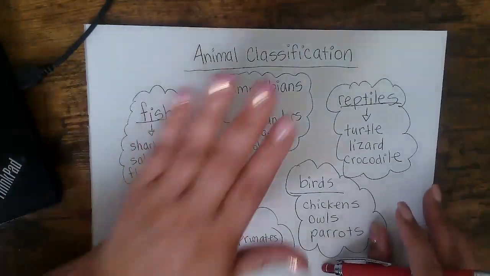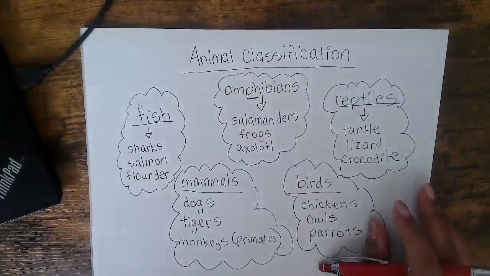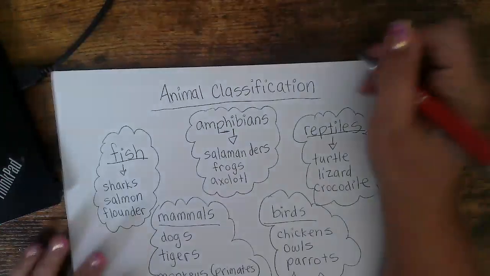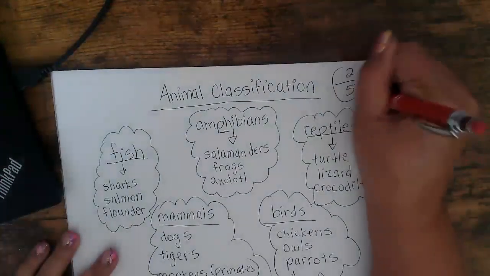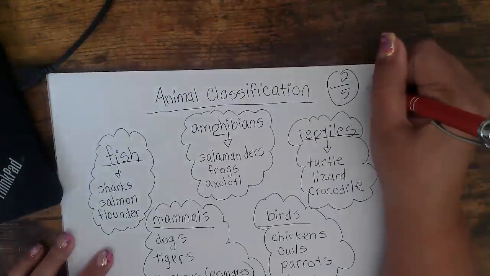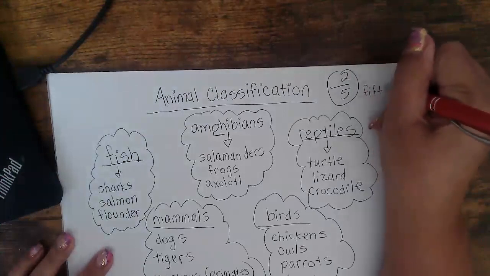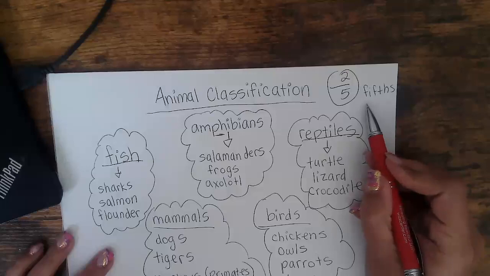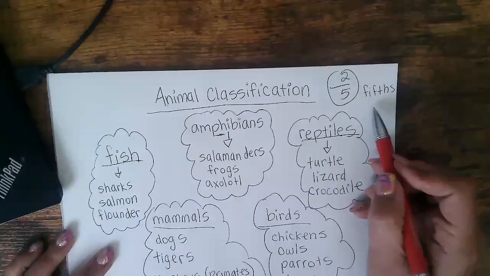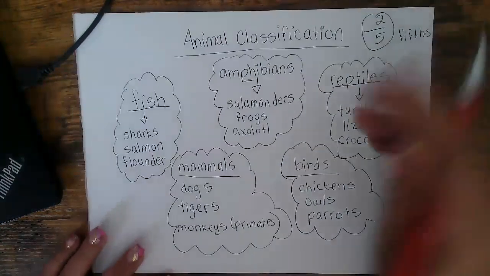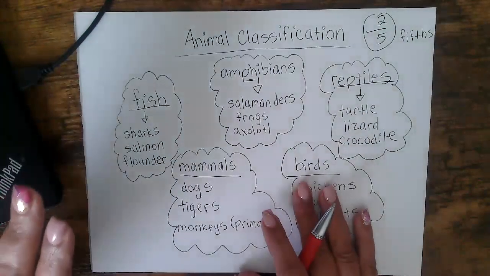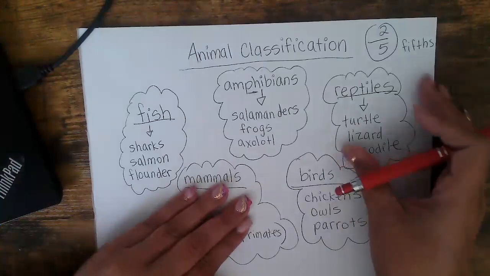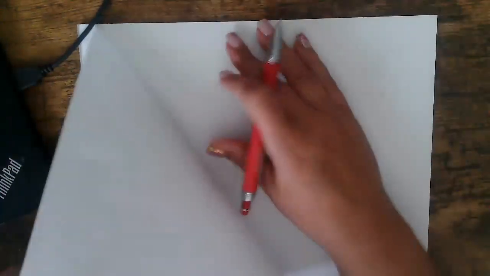All right. So we're going to use this information and we're going to focus on 2 of the 5. So 2/5. You know how you say this? You say fifth. Repeat after me. Fifth. Excellent. 2/5 of this list. We're going to focus on fish and mammals. And we're going to do this by making a Venn diagram.